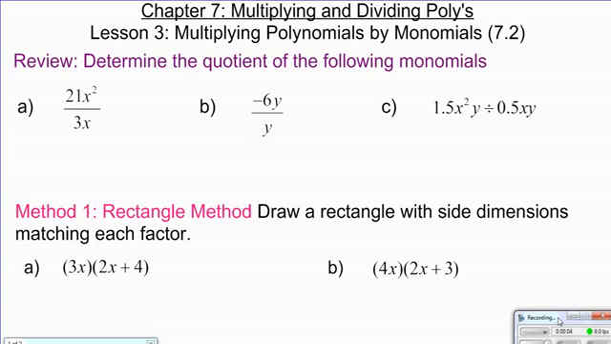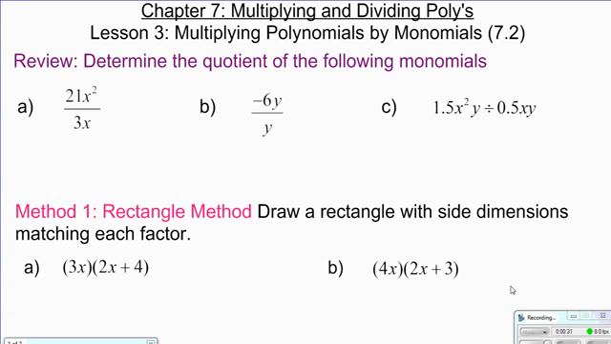All right, lesson 3 for chapter 7, multiplying and dividing polynomials. So in the first lesson, we looked at multiplying monomials together, monomial by monomial. In the second lesson, we looked at dividing monomials by monomials. Now we're going to start incorporating larger polynomials. So we're going to look at a monomial times a polynomial to start.